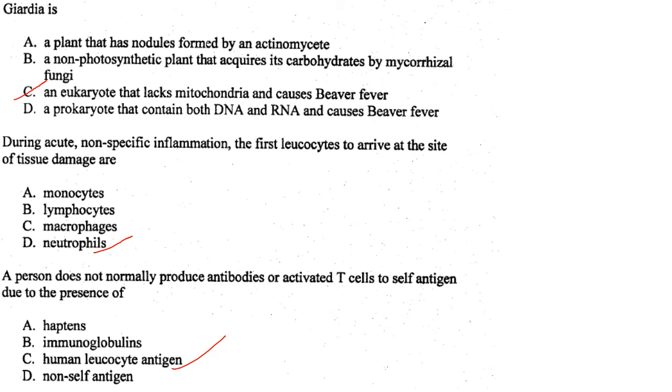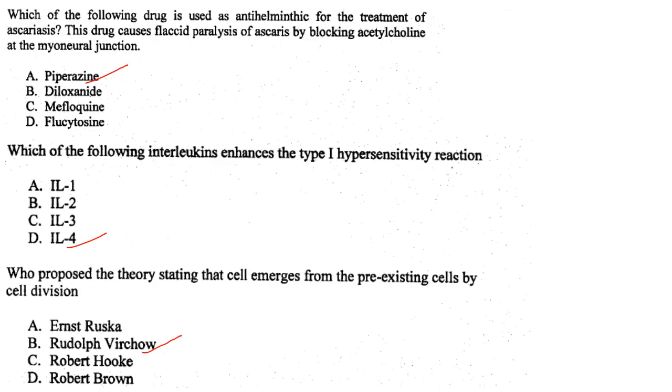Then next one. A person does not normally produce antibodies or activated T cells to self-antigen due to the presence of what is called the HLA complex, that is human leukocyte antigen. Answer is option C. Then, which of the following drugs is used as antihelminthic for the treatment of ascariasis? This drug causes flaccid paralysis of Ascaris by blocking acetylcholine at the myoneural junction. So this chemical is called piperazine.